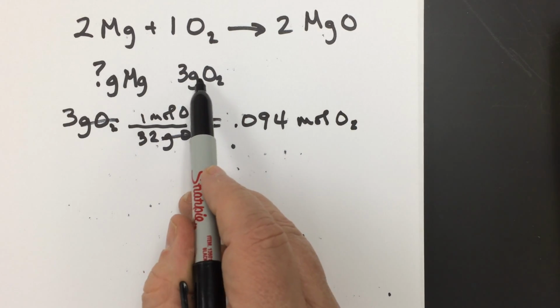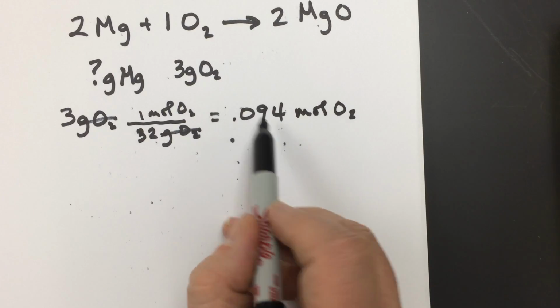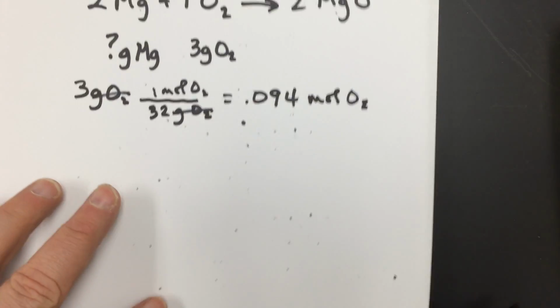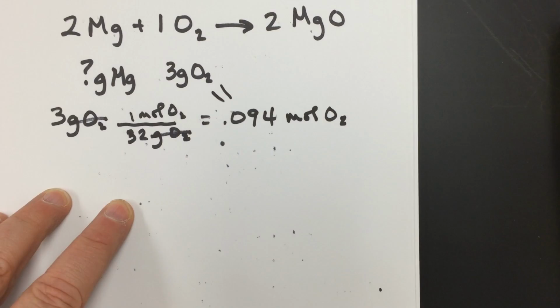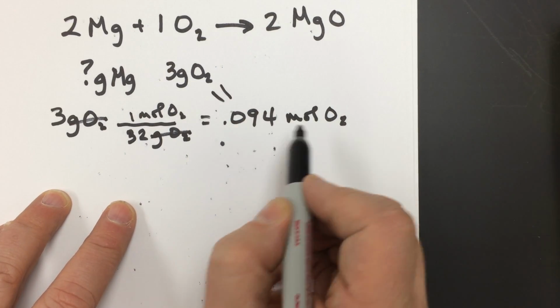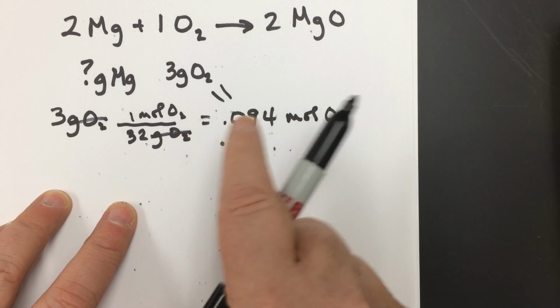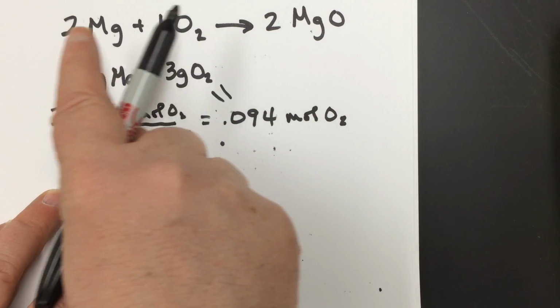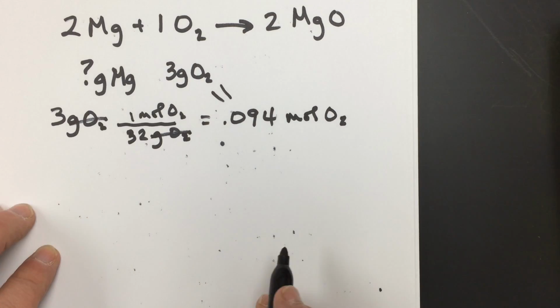Now I was given 3 grams. That's equal to this. These two are equal to each other. Okay, these two are equivalent. 3 grams of oxygen is equal to 0.094 moles of oxygen. You're saying the same thing. Once I have moles, I can go through the relationship in the balanced equation.